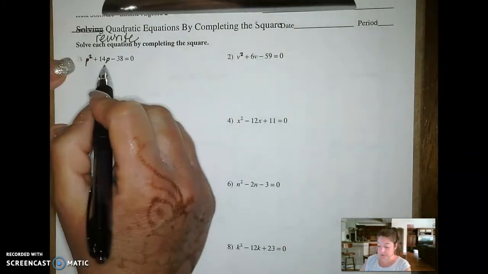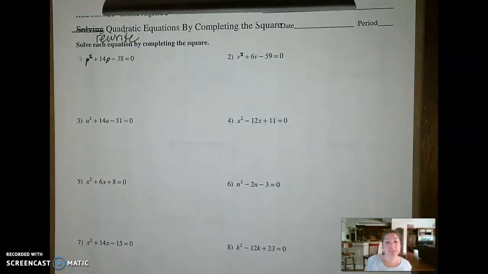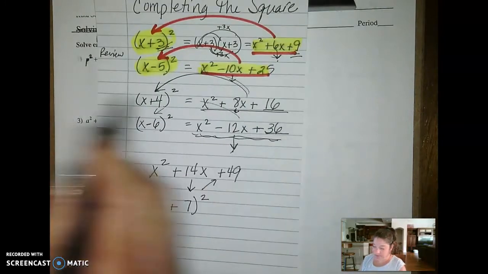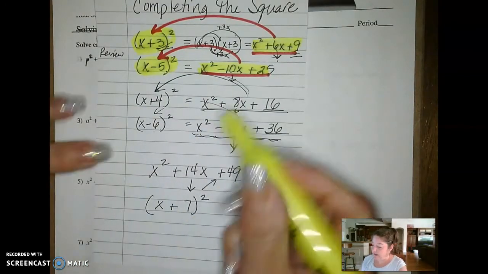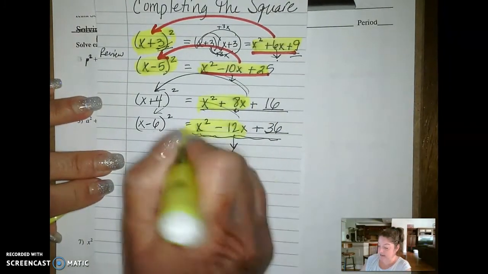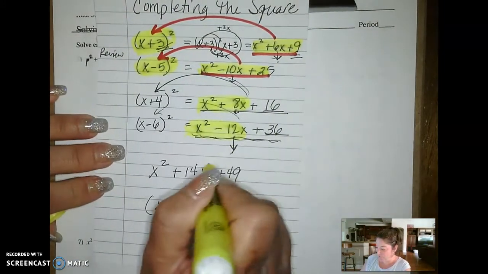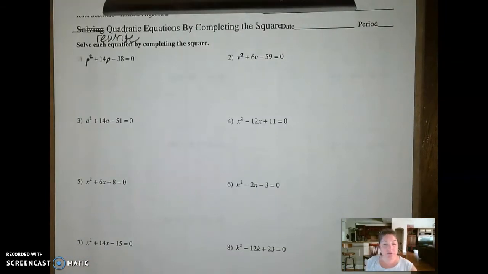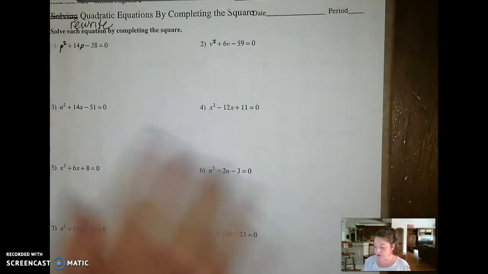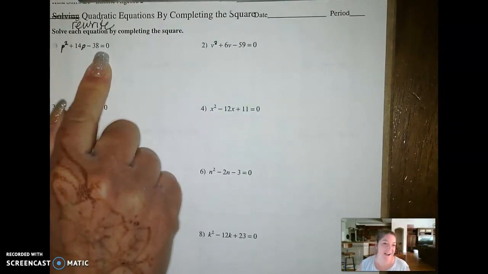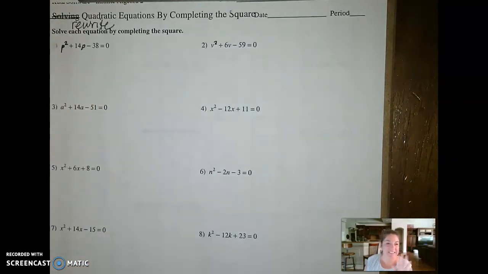So here's what we're going to do. The first thing that we need to do is get a binomial, right? We want to be able to start with an x squared plus 8x, an x squared minus 12x, or this x squared plus 14x. So the first thing I want to do, if I look, half of 14 is 7, and 7 squared is not 38. So 38 is not the right number.